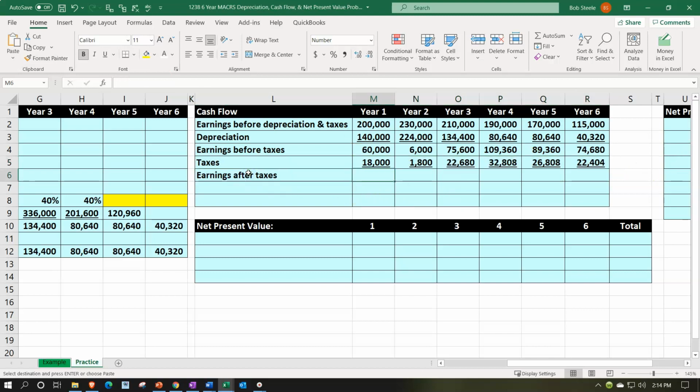And then we have the earnings after taxes then. Earnings after taxes equal the 60 minus the 18 year one. Let's copy that and paste it on down across. Paste it on down, Control V.